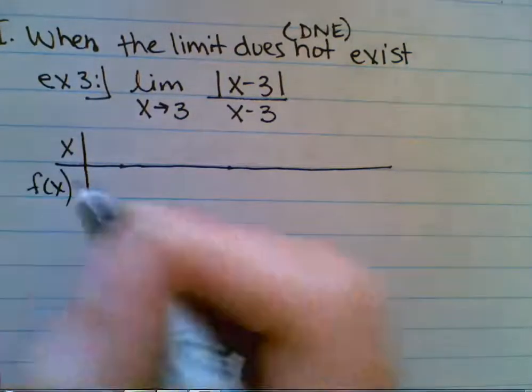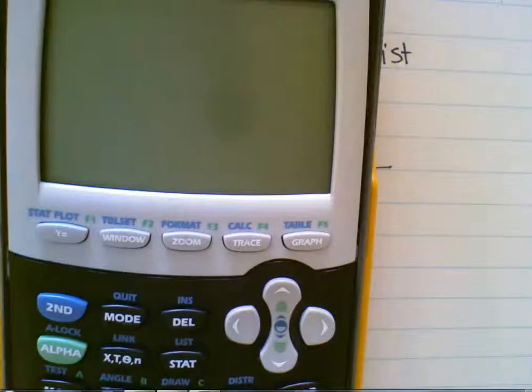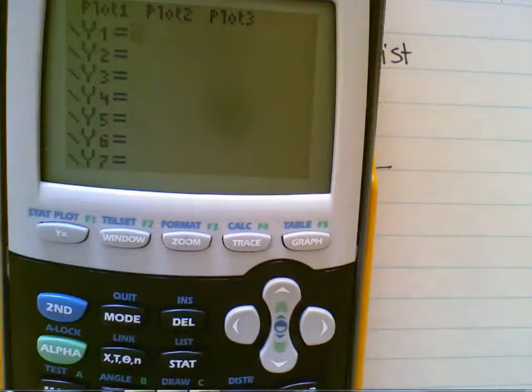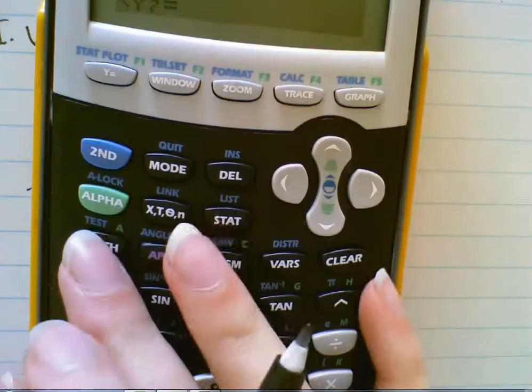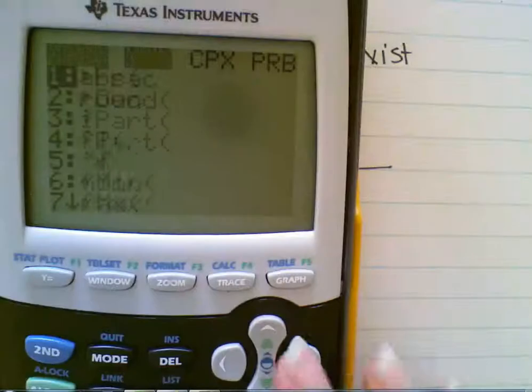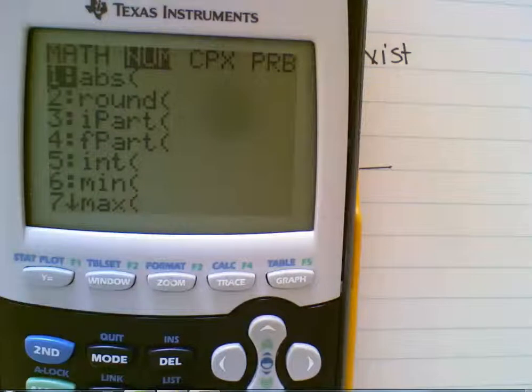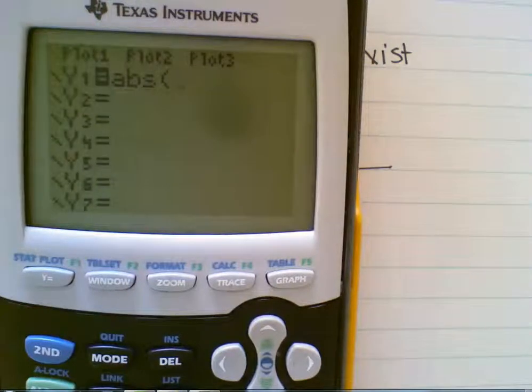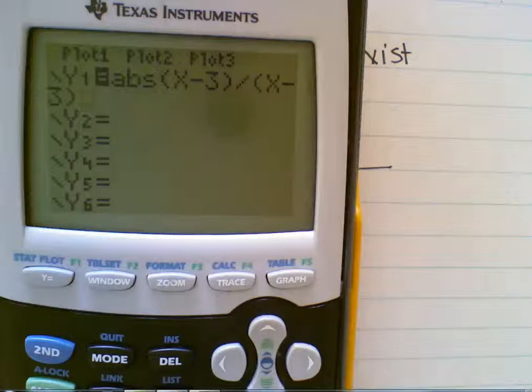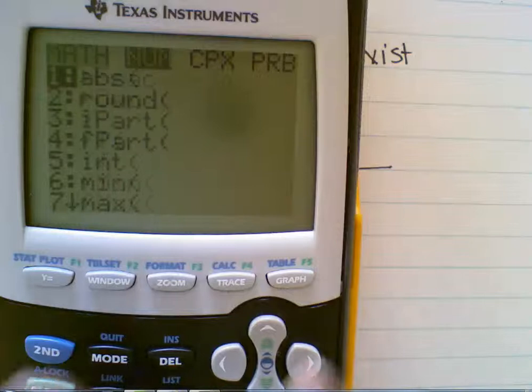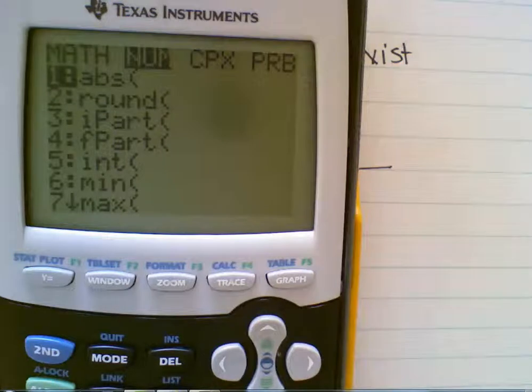If you don't know where absolute value is, you can go to Y equals here. Remember, you hit math and go over to number, and there's absolute value. It might look a little bit different on your calculator if you have a newer version than me. So remember, it's math, then over to number, and you can choose absolute value from there.